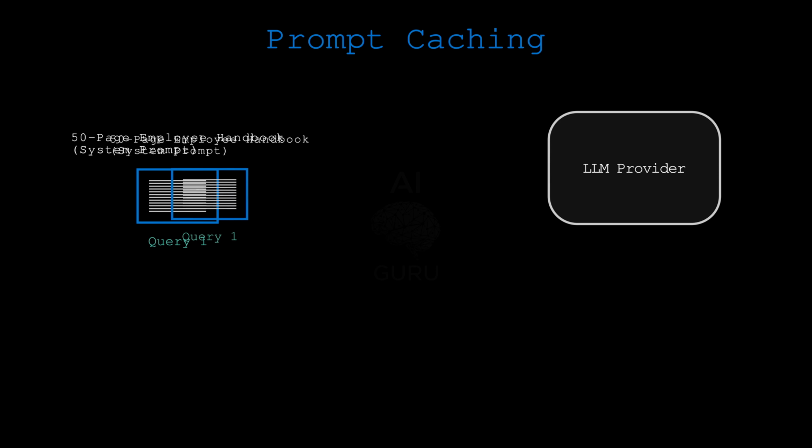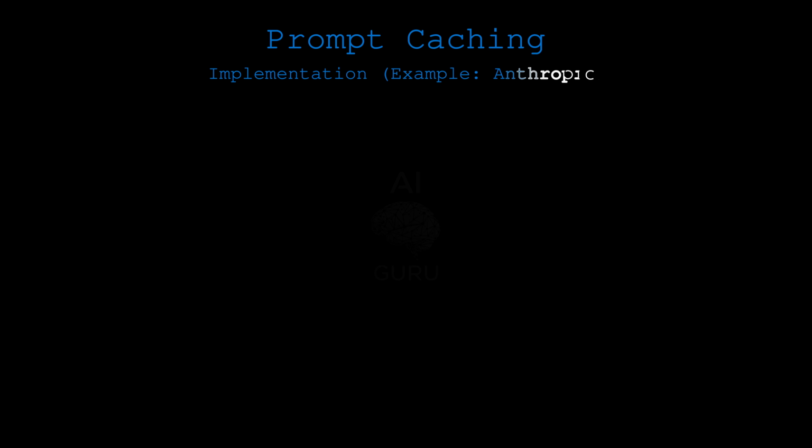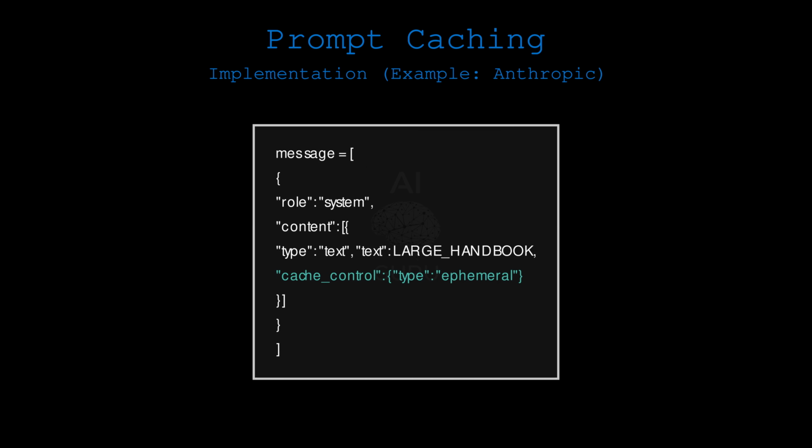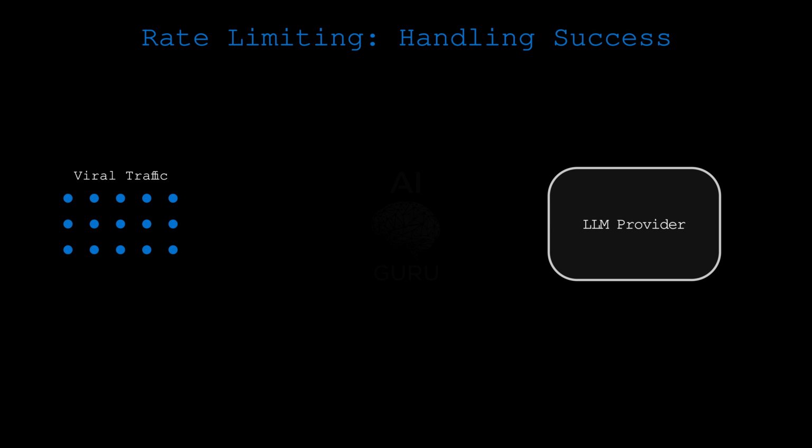It's all about trust. Prompt caching. This sounds like a money saver. A huge money saver. If you have a massive system prompt that you send with every single query, you're paying for those tokens every single time. Caching lets you process it once, and then future calls just reference the cache. Faster and cheaper. And finally, let's talk rate limiting, because nothing kills an app faster than success.